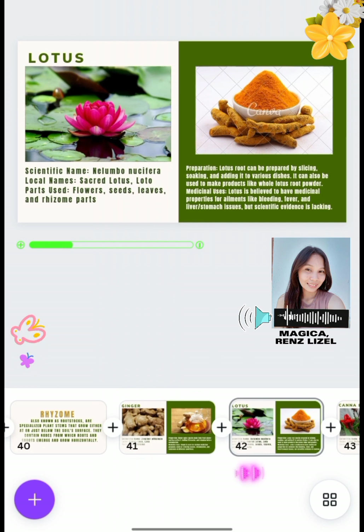Its scientific name is Nelumbo nucifera. The local names are sacred lotus or loto. The parts used for its preparation are flowers, seeds, leaves, and rhizome parts. Lotus root can be prepared by slicing, soaking, and adding it to various dishes. It can also be used to make products like whole lotus root powder. Lotus is believed to have medicinal properties for ailments like bleeding, fever, liver and stomach issues.